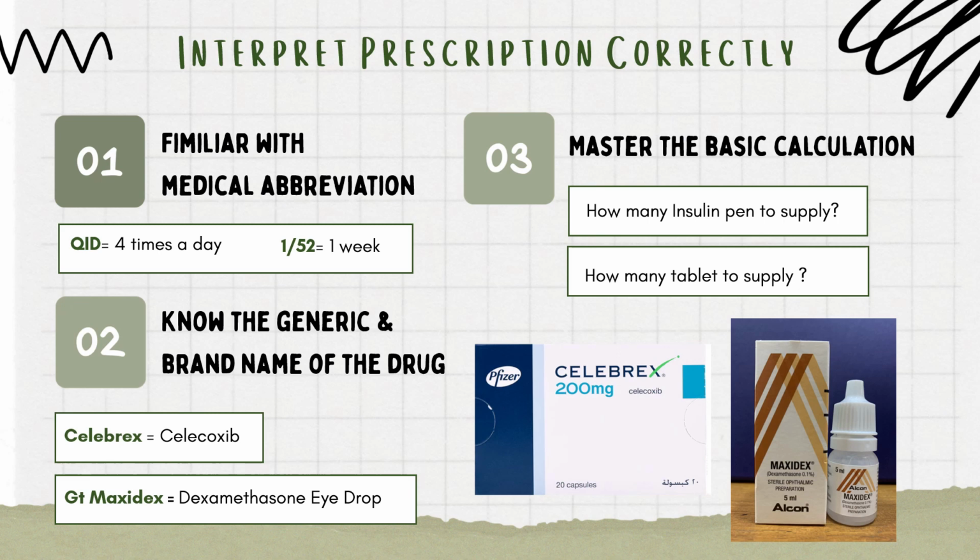In terms of the drug names, we need to know both the drug's generic and brand name. For example here, the generic name of the drug is celecoxib while the brand name is Celebrex. Then the generic name is dexamethasone eye drop while the brand name is Mesidex. Lastly, we should master the basic calculation. With that, we know how many insulin pens we are going to supply or how many tablets we are going to supply.